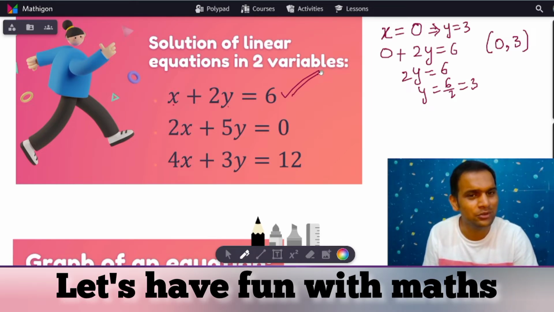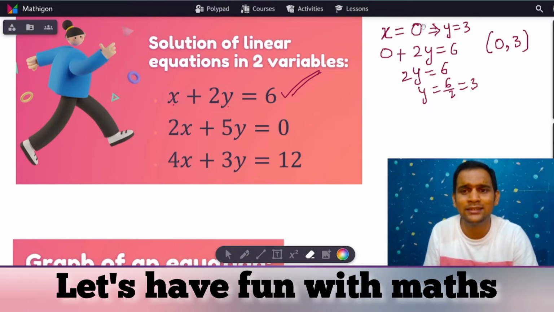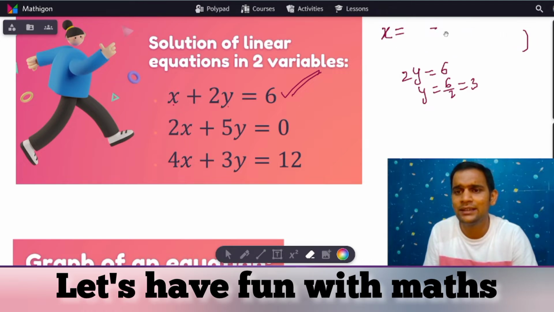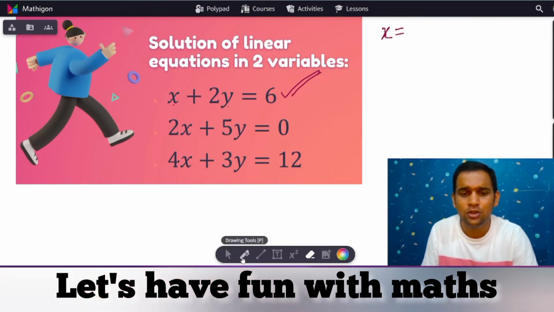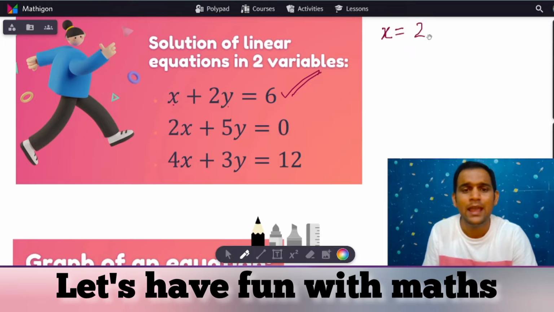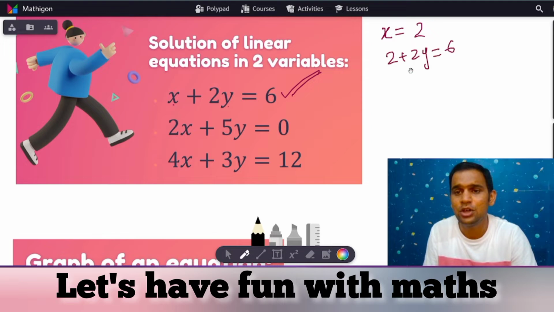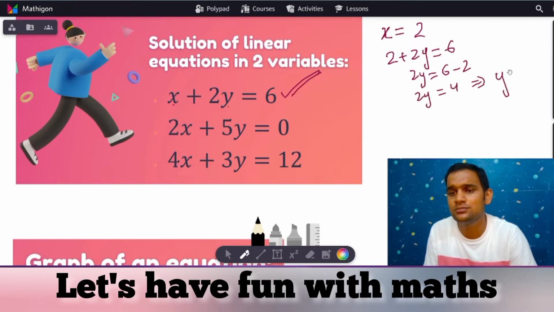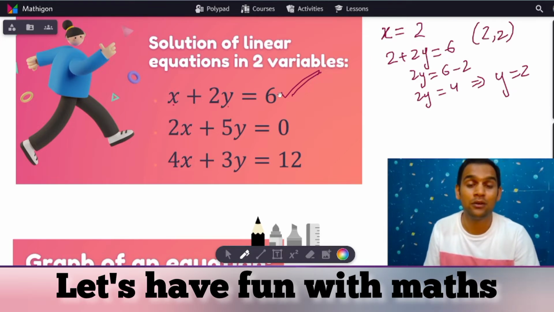Is there any other solution possible? Absolutely. I can give any other value to x. Let's give the value of x as 2 and try to understand what happens. So 2 plus 2y equals 6. 2y equals 6 minus 2. 2y equals 4. That implies y equals 2. That means if x is 2, y is also 2. So (2, 2) is the other coordinate, which is a solution of this particular linear equation.